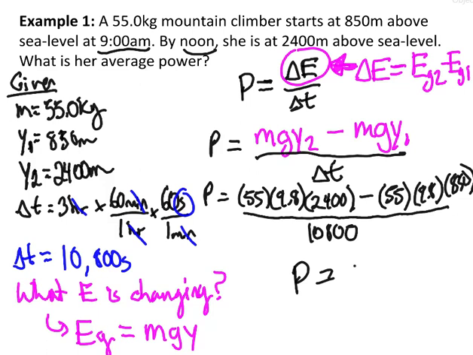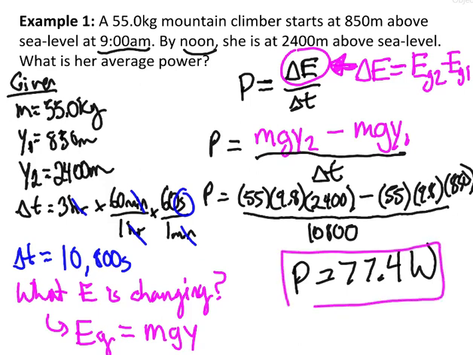That gives me 77.4. The units of power are watts or joules per second. It looks like I've got about 3 sig figs here. So that looks good. So my power, this is the average power that she exerts to climb that mountain, is 77.4 watts.